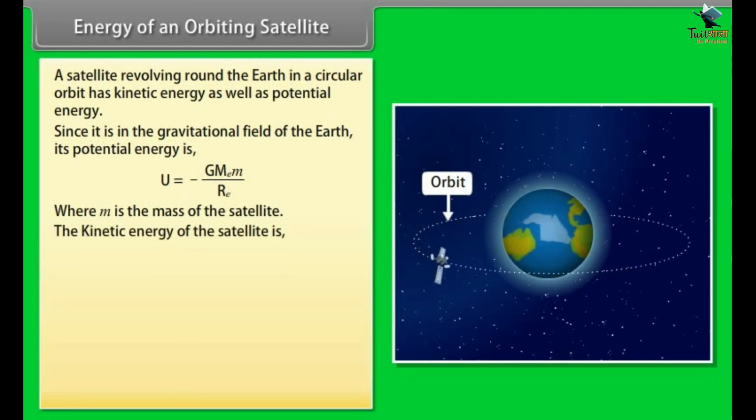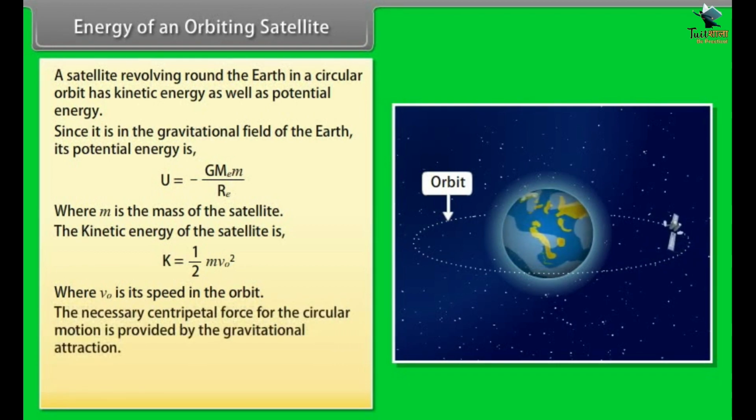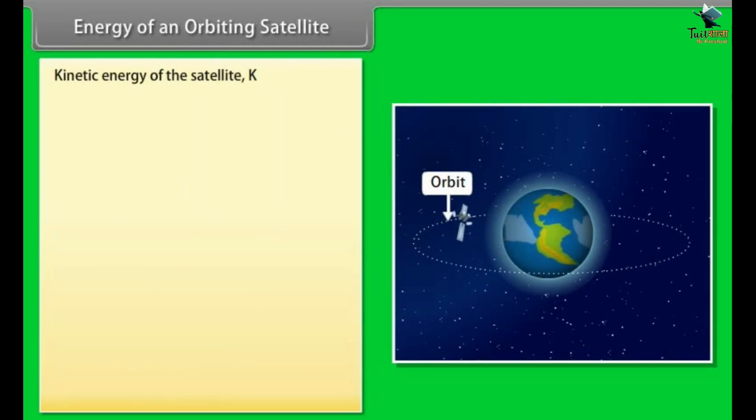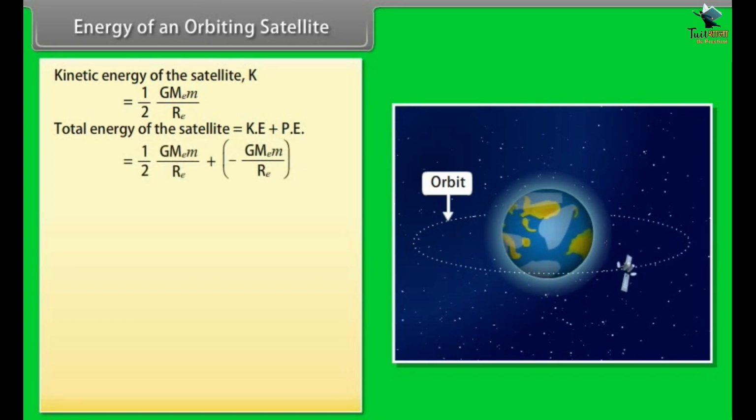The kinetic energy of the satellite is K = 1/2 m v_0^2, where v_0 is its speed in the orbit. The necessary centripetal force for the circular motion is provided by the gravitational attraction. Kinetic energy of the satellite K. Total energy of the satellite is equal to kinetic energy plus potential energy. On calculating, we get total energy = -1/2 GM_E m / R_E.